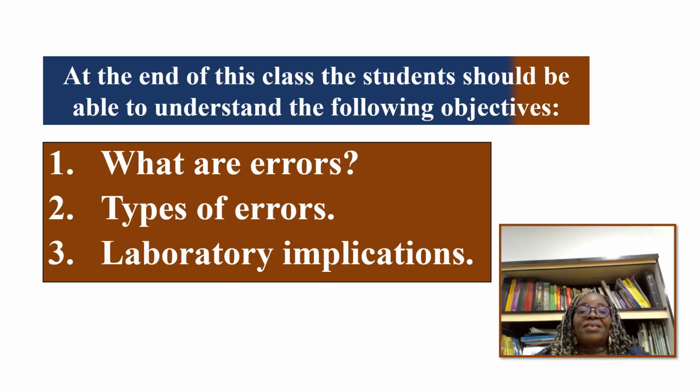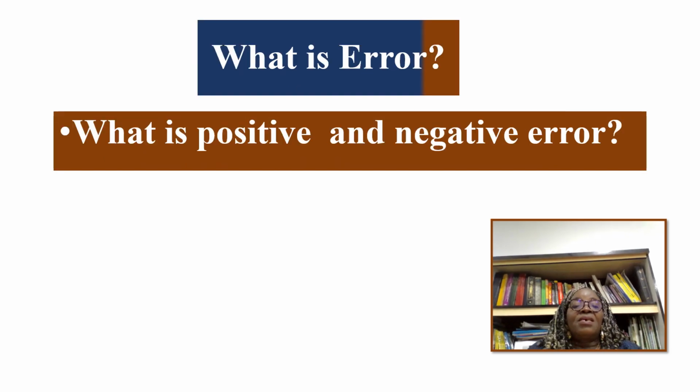At the end of this class, the student should be able to understand the following objectives: what are errors, types of errors, and laboratory implications of errors. In every measurement, there is no way we will not have an error in that measurement. But the analyst is trying to have a result that is very close to the true or standard value. So the error is the difference between the measured value and the standard value.